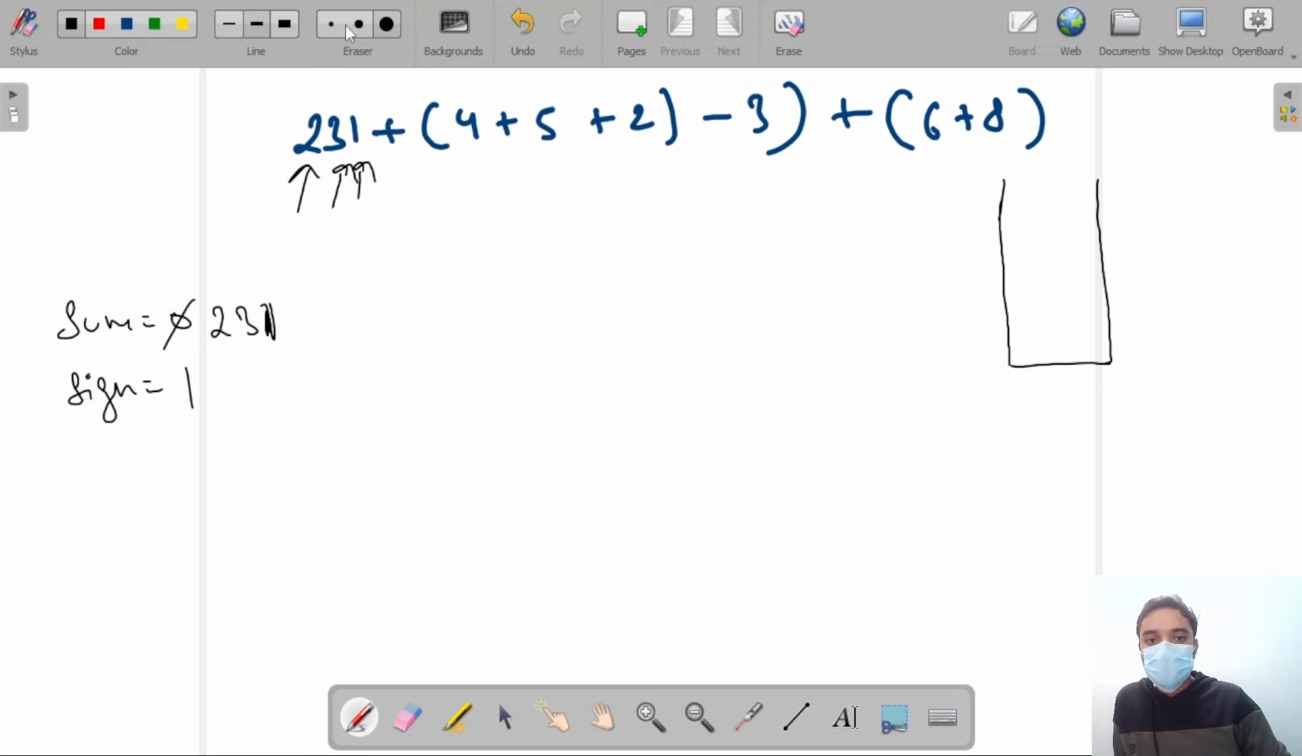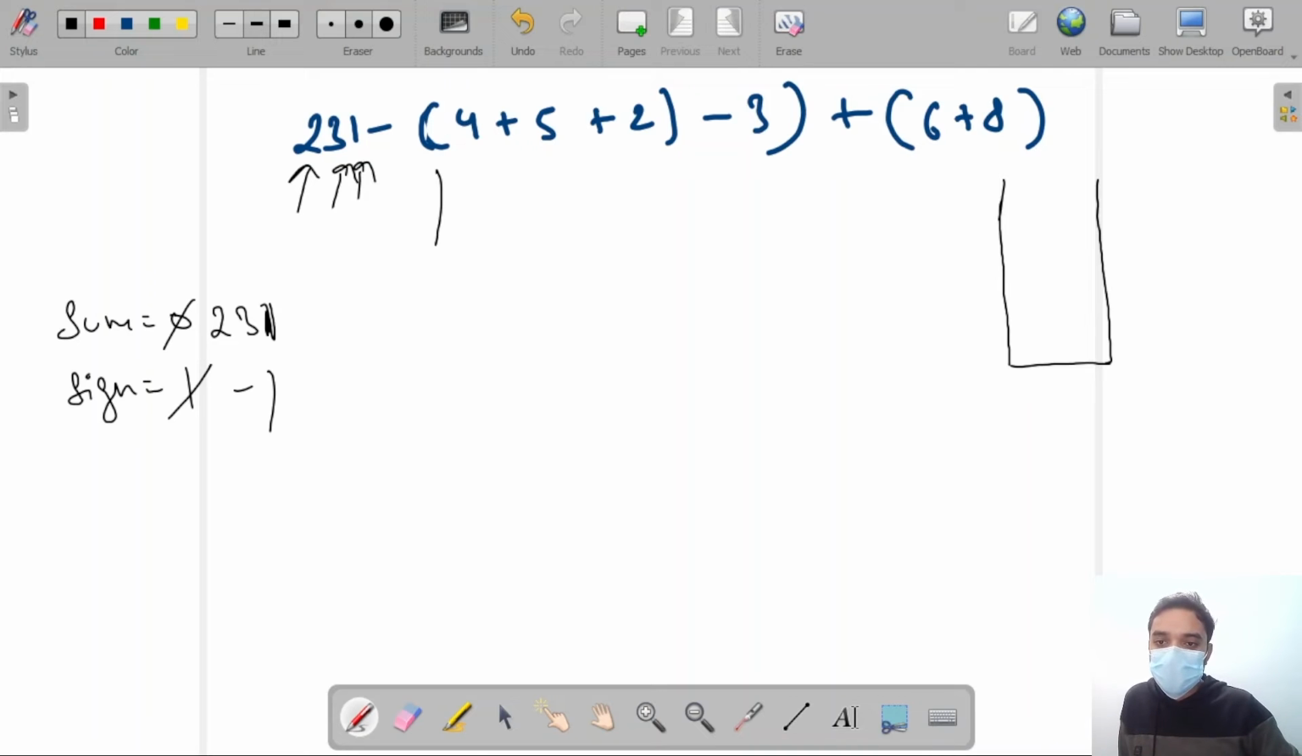Let's say there is, I don't know why it's plus here, so let's change it to minus. Yeah, here it is minus, fine. So whenever I get to see minus, I have to do nothing except update my sign. That means I have to multiply my sign with minus 1 whenever I get a minus. So now my sign is updated to minus 1.